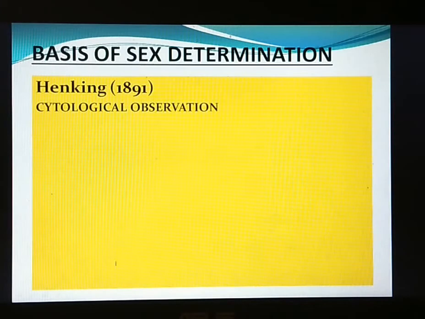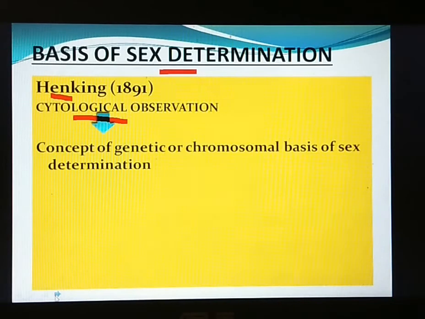The clue on sex determination was based on the cytological observation that was done by Henking in 1891. And this study developed the concept of the genetic or chromosomal basis of sex determination. That means this was the time when scientists came to know that chromosomes are the ones which can determine the sex of an individual.